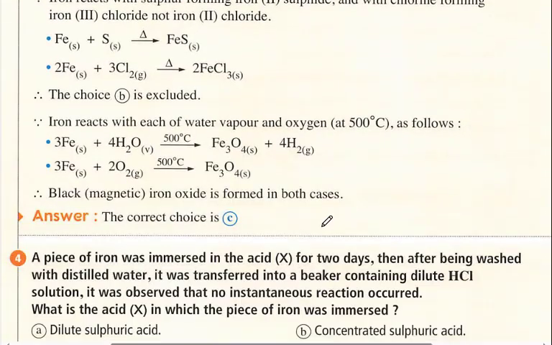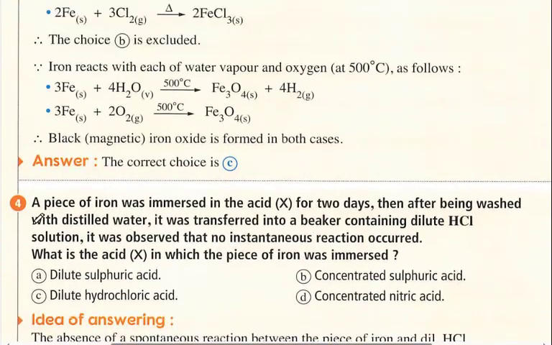Let's have another example. A piece of iron was immersed in X acid for 2 days. Then after being washed with distilled water, it was transferred to a beaker containing hydrochloric acid solution. It was observed that there is no instantaneous reaction. No instantaneous reaction here means there is a barrier on the surface of the iron element. Okay, barrier means passivity. Passivity is formed by nitric acid.